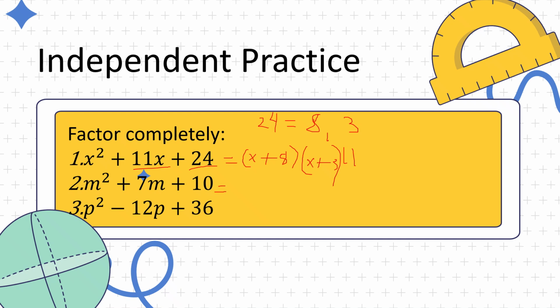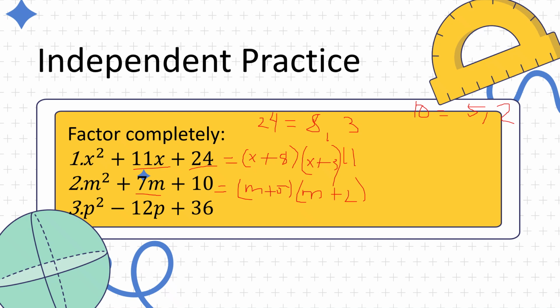Okay. Next. For 10, what are the factors of 10? We have 5 times 2. 5 times 2 is equal to 10, right? 5 and 2. Then if we add them, 5 plus 2 becomes 7. So therefore, we got the correct factors. Okay, so we got m plus 5 times m plus 2. All right, that's good.